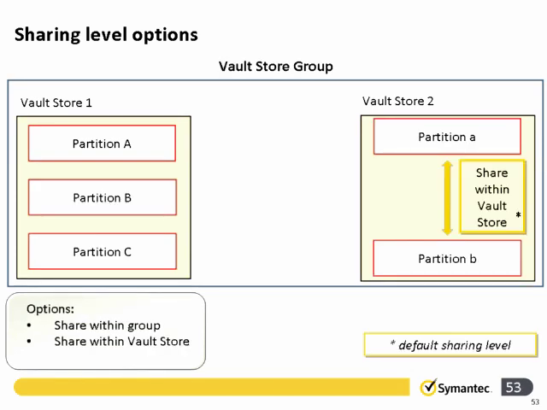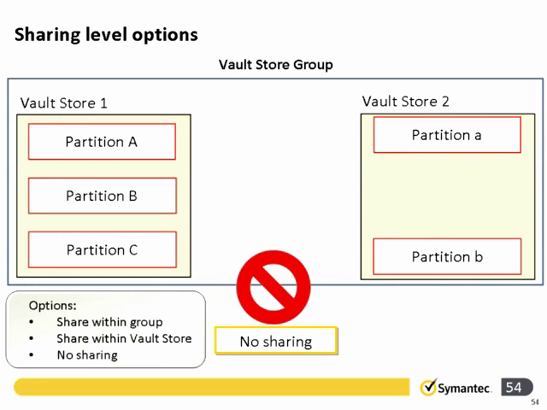Now the next type of sharing that's available is called share within Vault Store. If you select share within Vault Store, when I consider whether or not an item is available for sharing, I will only look at the partitions within a single Vault Store. So in this example, we've switched away from what we had originally, and now we have Vault Store 2 set up to share between partition A and B, but only within Vault Store 2. And we don't have anything shared with Vault Store 1 or any of the partitions there.